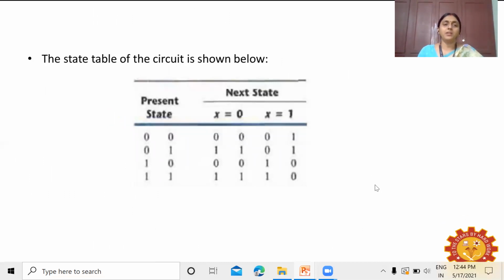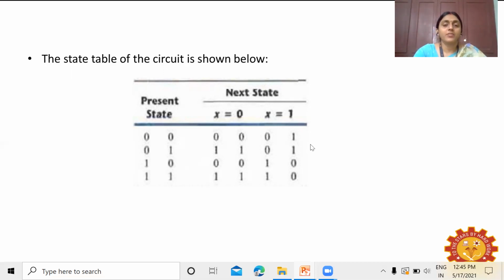And now we will see the state table of the circuit, as we explained in the earlier slide, shown below. When the present state is 0, 0 and the input x is 0, we get the next state values as 0, 0. When input x is 1, we get the next state as 0, 1. When 0, 1 is given as the present state and x is 0, we get the next state values as 1, 1. And when x is 1, we get the next state values as 0, 1.